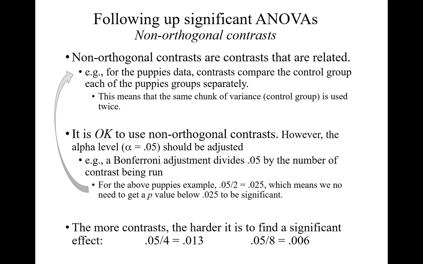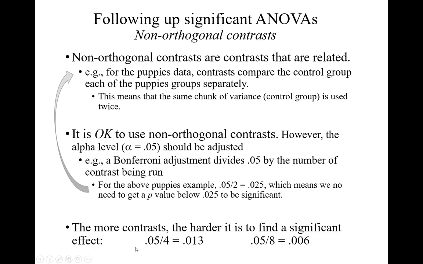So the most common adjustment to make is a Bonferroni adjustment, and basically what you do with that is you get your alpha level, 0.05, and you divide it by the number of tests you're doing. So in this example where we compared each of the puppy treatment groups to the control group, we've got two contrasts, so we divide 0.05 by 2. So our new alpha level is now 0.025. So now we need to have a result below this number to have a significant effect. That's the adjustment we've made.